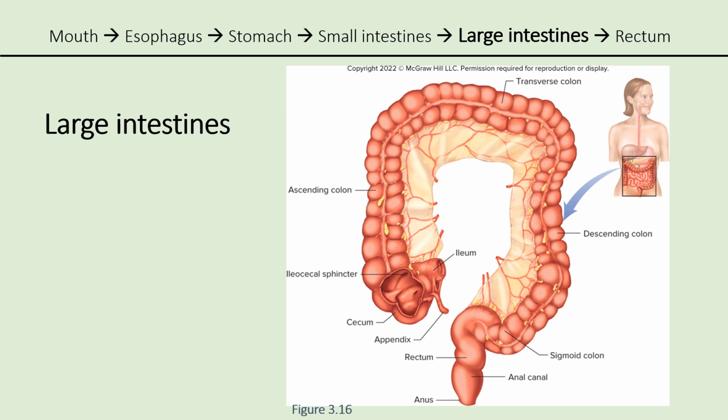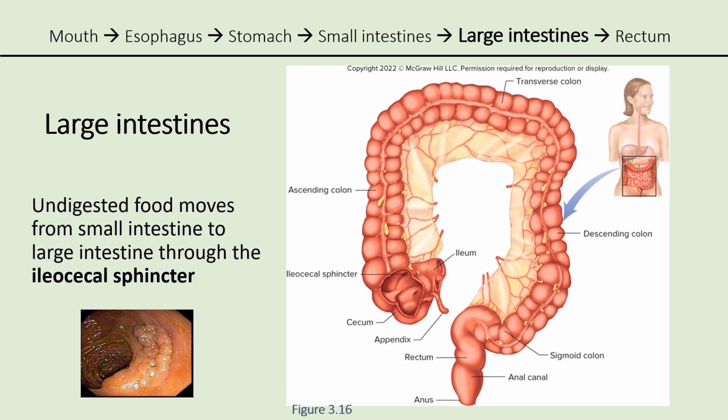Okay, so we talked about the small intestines. Let's move into the large intestines. Most of the absorption takes place in the small intestine, and now we're moving from the ileum of the small intestine into the large intestine. As you might have guessed, there is a sphincter. Food has to pass from the ileum of the small intestine into the large intestine through the ileocecal sphincter. The sphincter is nice because its name tells you exactly where it is.